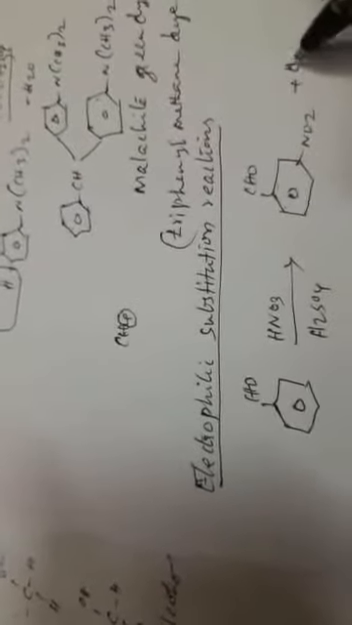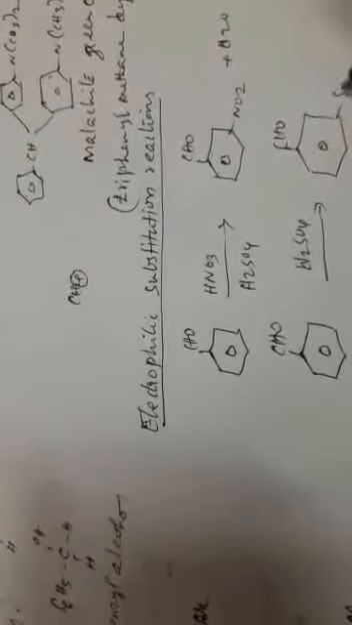Next, electrophilic substitution reactions. First, benzaldehyde reacts with nitration. Nitration means concentrated nitric acid and concentrated sulfuric acid are taken. What happened? Only an NO2 group is added, in the meta position. Plus H2O.